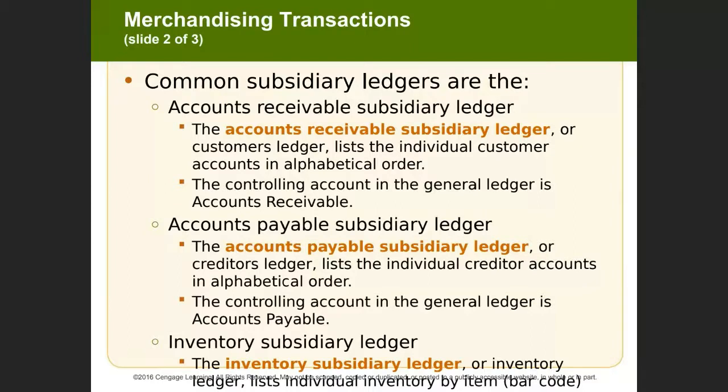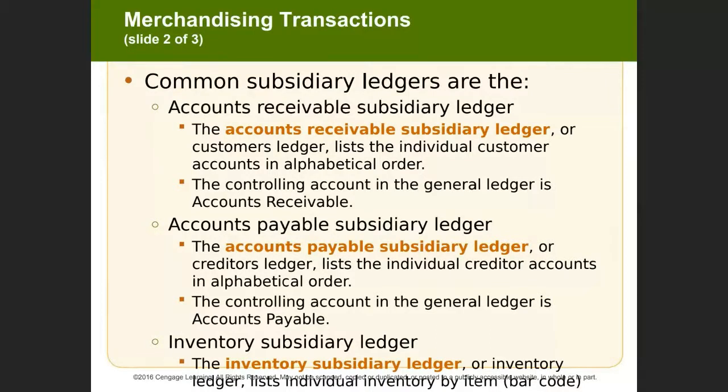The accounts payable subsidiary ledger, you have creditors. It lists the individual creditor accounts in alphabetical order. So if you owe money anywhere, if you have any creditors, they'll have them listed out there, and that's how they can track how and when they're paying their creditors. The controlling account in the general ledger is the accounts payable account for the accounts payable subsidiary ledger.